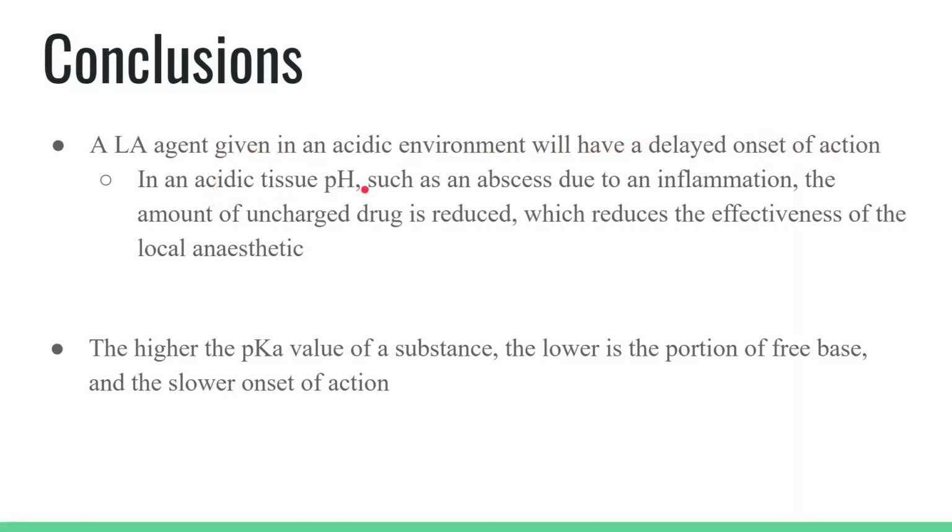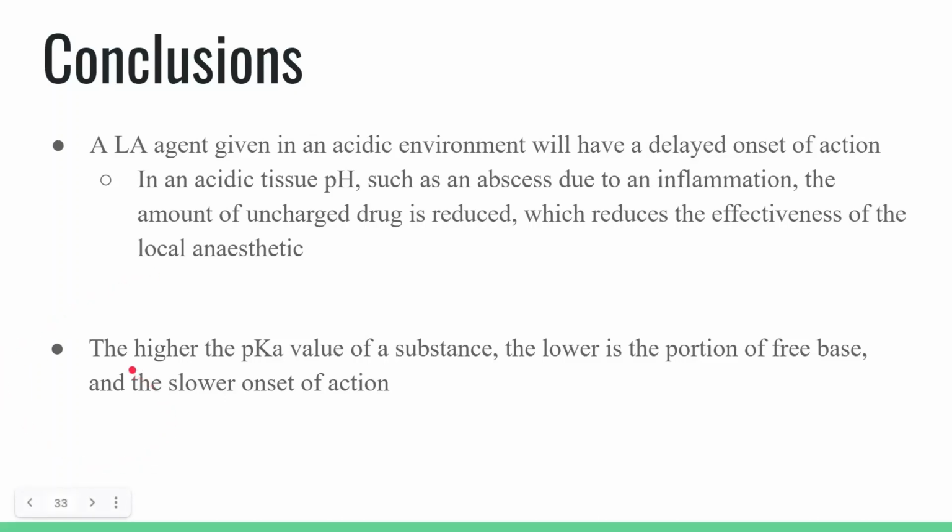In an acidic tissue pH, does this actually happen? Do we actually have situations where the tissue pH is acidic? Yes, such as an abscess due to an inflammation, for example. In this case, the tissue pH will actually be acidic. So this is a real situation. The amount of the uncharged drug is reduced, while the amount of the cationic form is high, which reduces the effectiveness of the local anesthetic. Okay? So this is kind of a practical thing for you. Let's say, for example, a patient comes in with an abscess. You have to clean it out. So you apply a local anesthetic. And it's going to take some time to work because it's a very acidic medium.